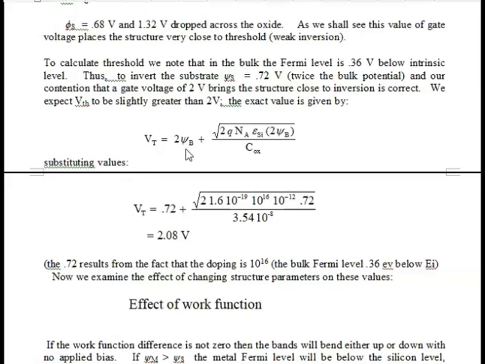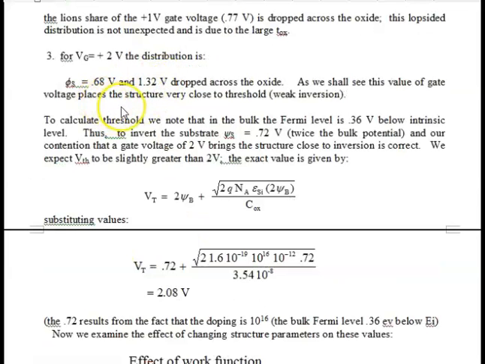But remember the rule of 60 millivolts. If we decrease the doping by a factor of 10, the VB goes down by 60 millivolts. 0.42 minus 60 millivolts brings us to 0.36. 2 times 0.36 is 0.72. So that's where the 0.72 comes from here. And same thing here. And we get a threshold voltage of 2.08 volts. So indeed, way back up here, we were very close to threshold.